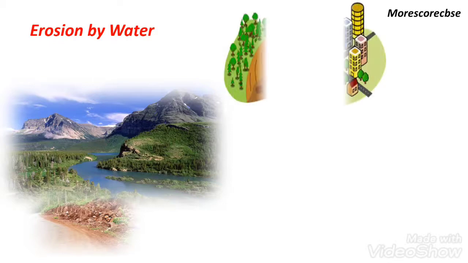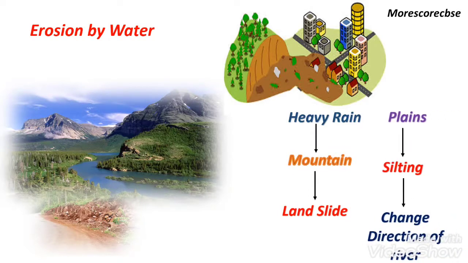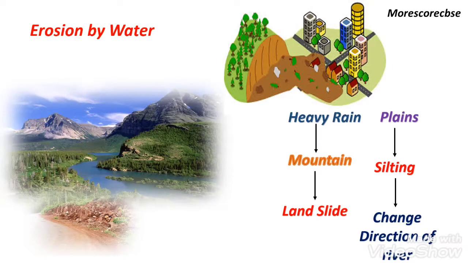So now let us see erosion by water. When there is heavy rain or flood, water flows at a greater speed from the mountains, during which it also carries away the top layer of the soil, causing soil erosion. As a result, it may lead to landslides. When this flowing water reaches the plain area, it deposits the soil under the river. This is termed silting. Over a long period of time, when this process continues, it changes the direction of the river, leading to floods and causing damage to life and property.